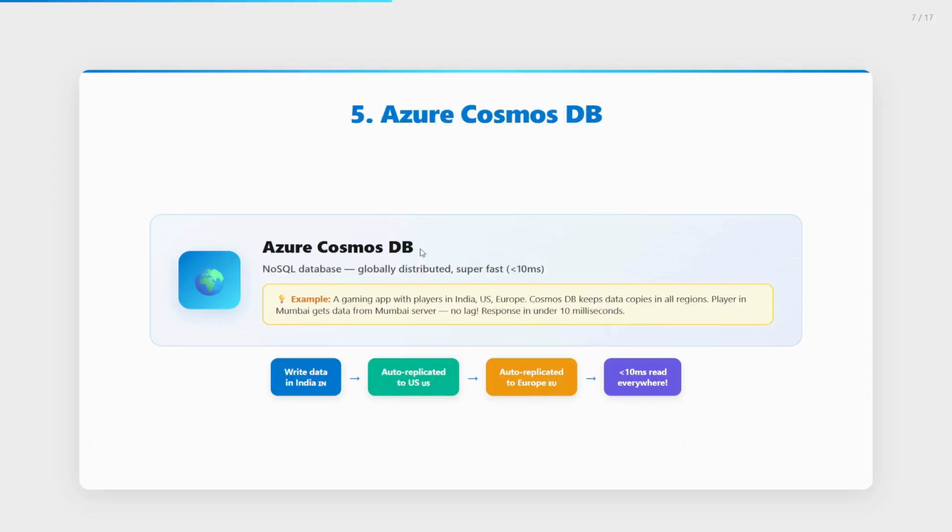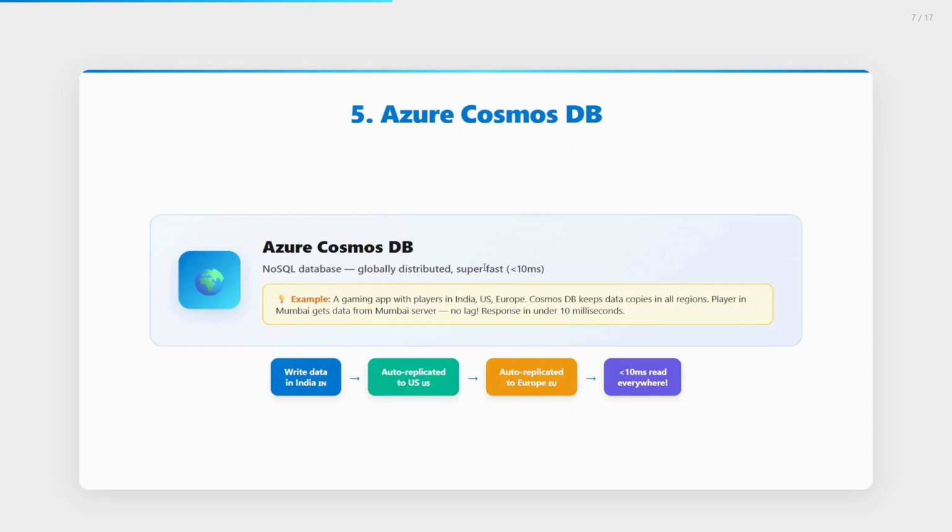Now, what is Azure Cosmos DB? This is a NoSQL database. You can store JSON documents, not just rows and columns. What makes it special is that it is globally distributed, with a response time within 10 milliseconds.